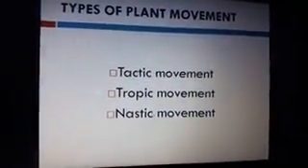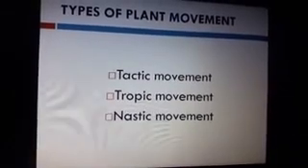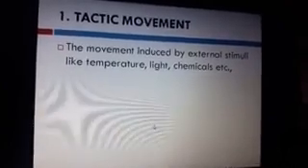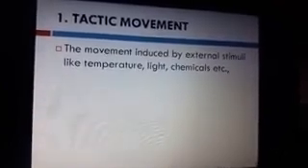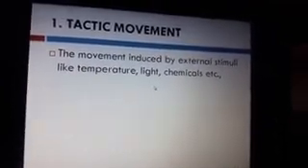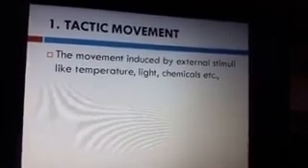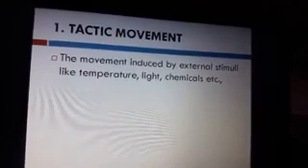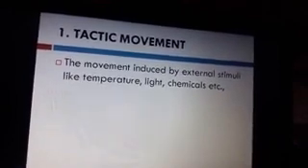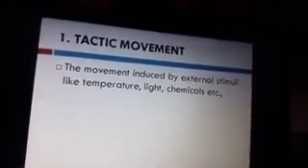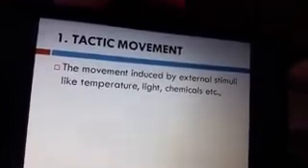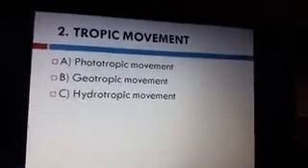Types of plant movement. Plant movements are classified into three categories, that is, tactic movement, tropic movement, and nastic movement. Tactic movement. Tactic movement is the movement induced by external stimuli like temperature, light, chemicals, etc. And examples of tactic movement are volvox and many other algae, which show phototactic movement. Under dim light, it shows positive phototactic movement, and under intense light, it shows negative phototactic movement.